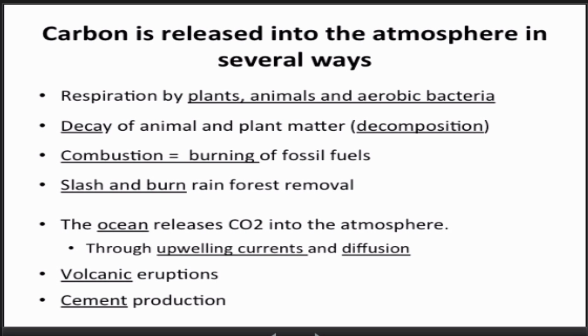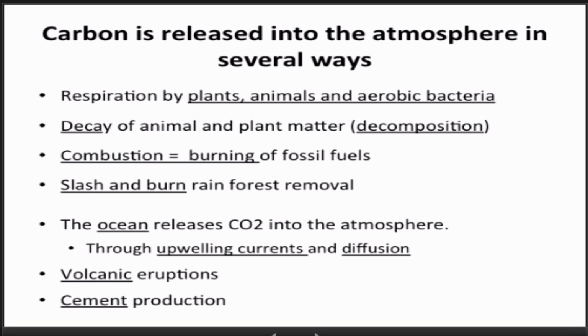Carbon can also be released from certain spheres into the atmosphere. You and all other organisms that breathe oxygen release carbon into the atmosphere through the process of respiration. Respiration rates do not really have a negative impact on the atmosphere compared to some of the other processes we will discuss. Carbon can also be released into the atmosphere through the process of decomposition.